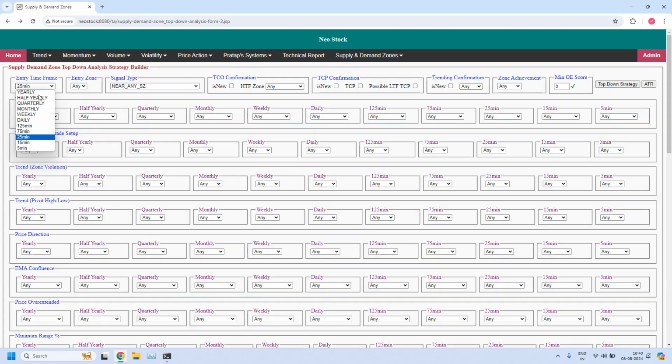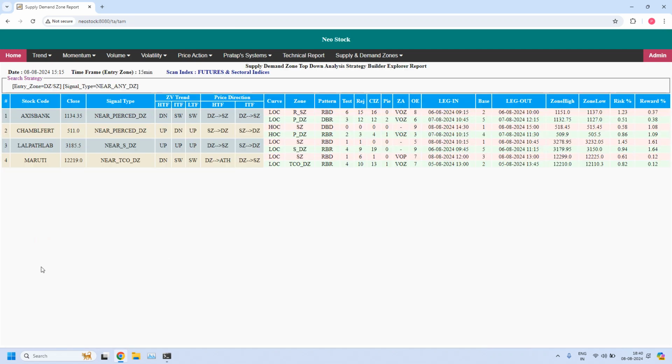The next report is changing the time frame to 15 minutes. Let us find the stocks near 15 minutes demand zone. 4 stocks are filtered near to the 15 minutes demand zone.